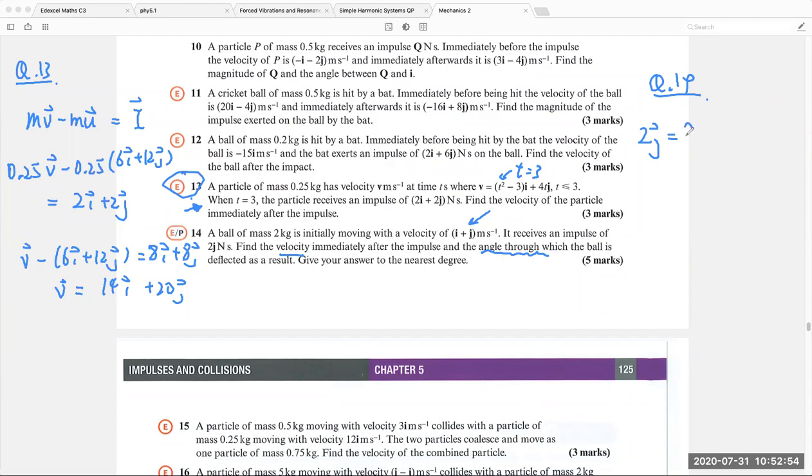That equals the mass times the final velocity minus the mass times the initial velocity. So I think you get the velocity to be, sorry, it should be i plus 2j.